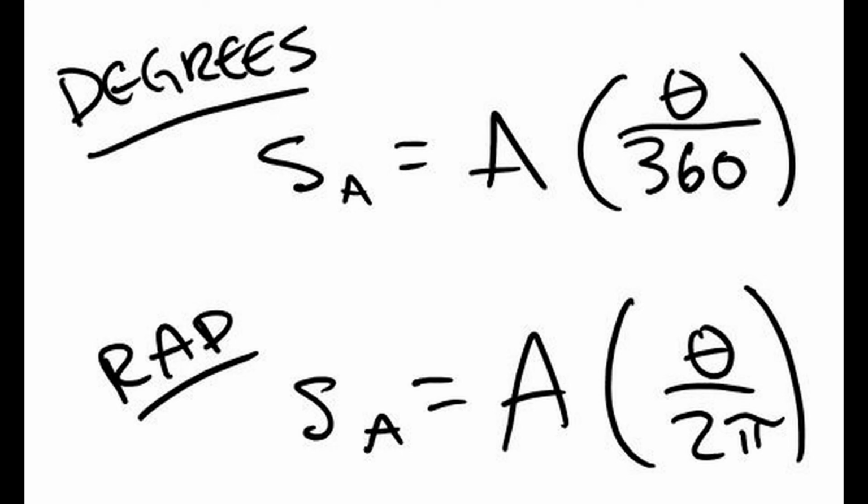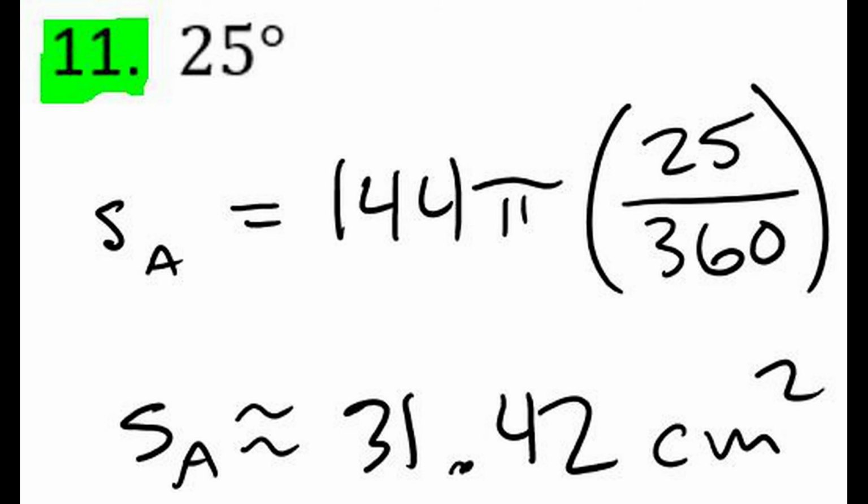So once again, we have our degrees formula and we have a radians formula. So I'm going to do number 11, and that one is in degrees. So that's the formula I'm going to use for it. So we take the area that we found, so the 144 pi, we stick that in. And then we have 25 degrees divided by a total of 360 degrees. If you multiply that out, you are going to get a big long decimal because it involves a pi.